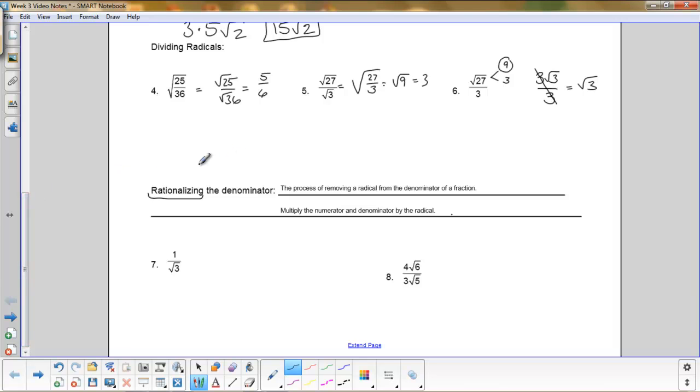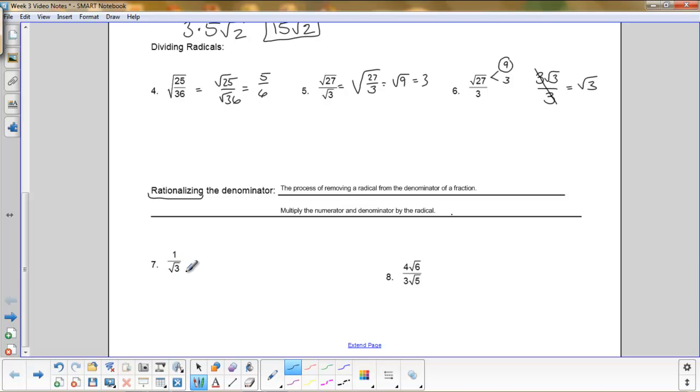Next thing we're going to talk about is rationalizing the denominator. And rationalizing the denominator is actually an outdated strategy because the graphing calculators can do this now, but it is still something we want to teach because I'm the algebra teacher and that's what I do. I teach algebra. So the process of rationalizing the denominator is removing the radical from the denominator of a fraction. Before calculators were invented, this was an impossible thing to solve.